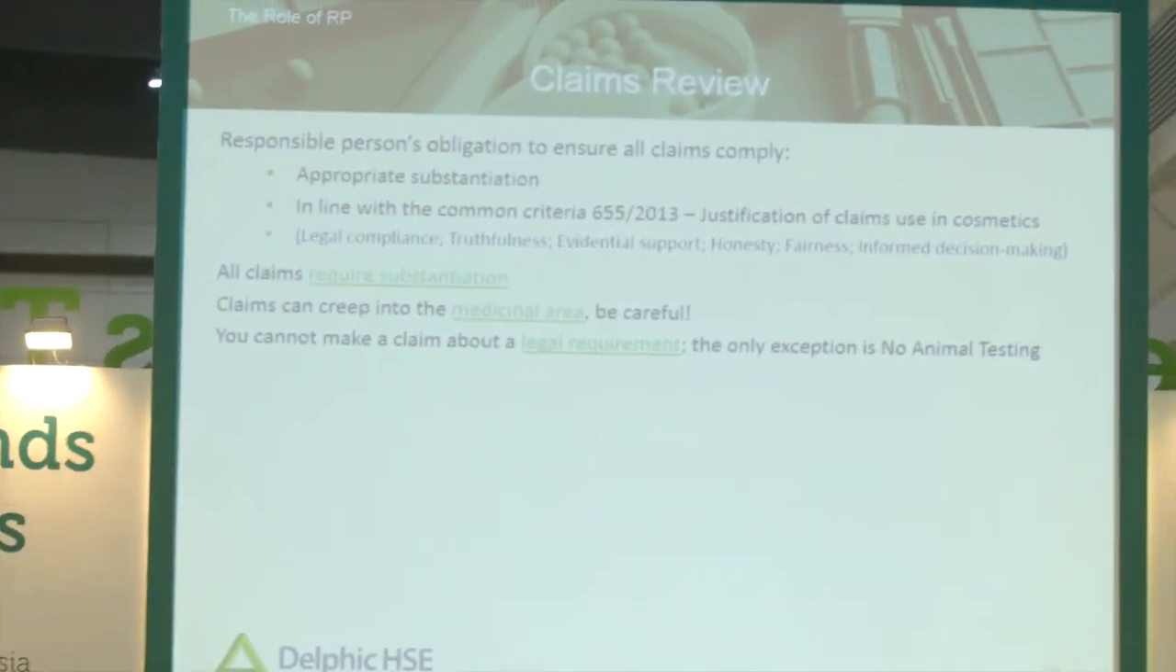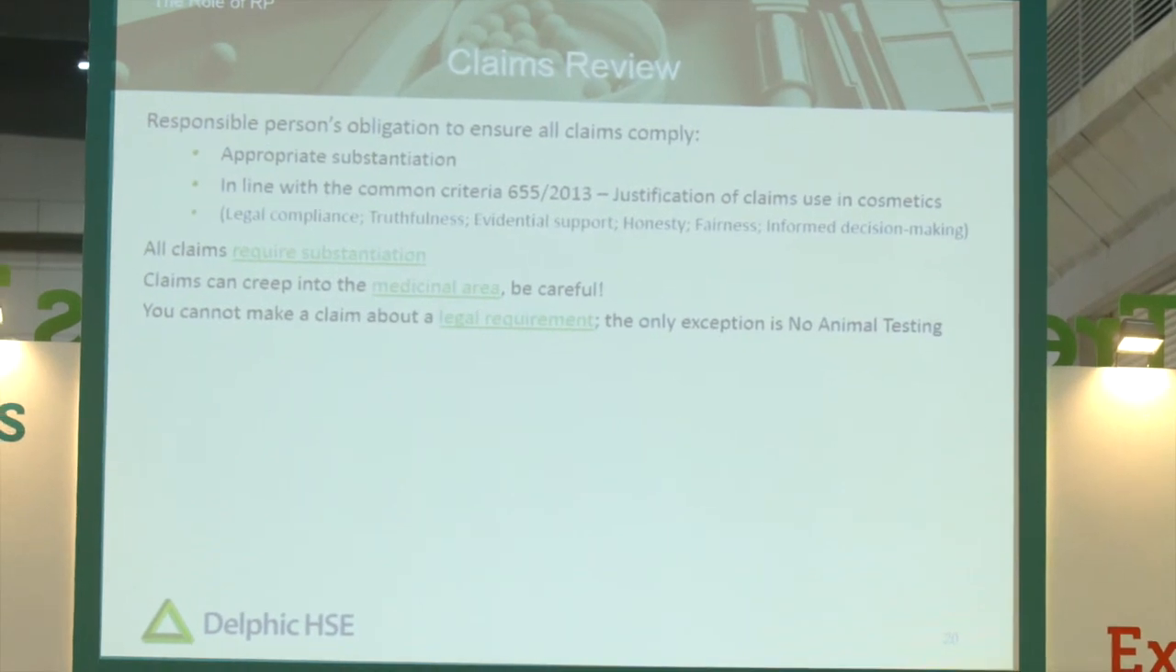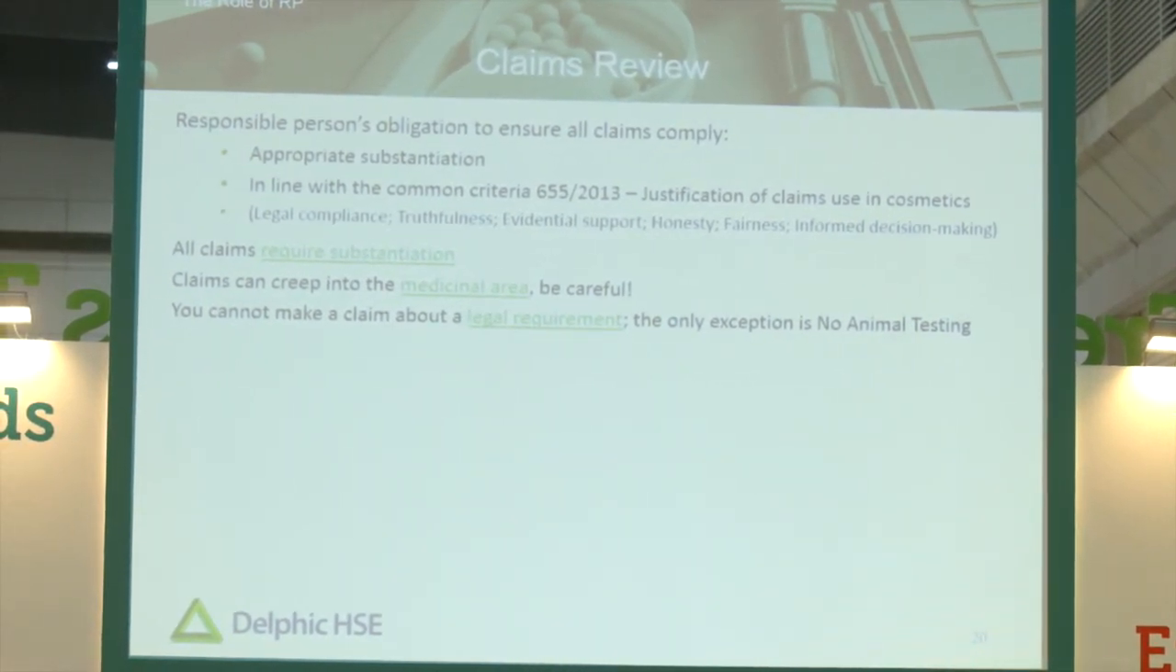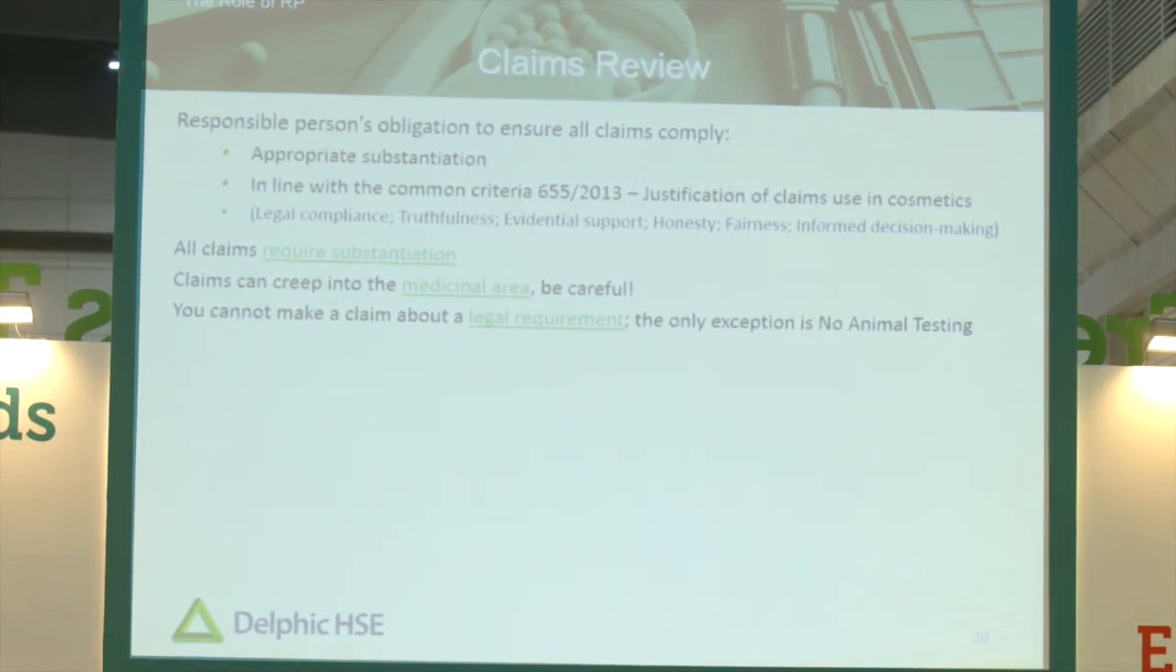The next step is claims review. It is a responsible person's obligation to ensure all claims comply with the appropriate substantiation and are in line with the Common Criteria Regulation 655/2013, the justification of cosmetics claims. There are 6 common criteria in this regulation, which are legal compliance, truthfulness, evidential support, honesty, fairness, informed decision-making. And please pay attention that all claims require substantiation. And some claims can creep into the medicinal area, so be careful of this. And you cannot make a claim about a legal requirement. The only exception is no animal testing.